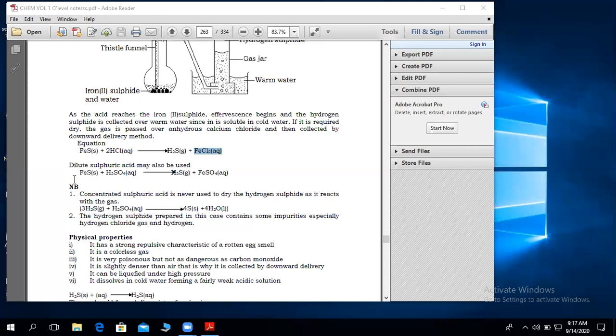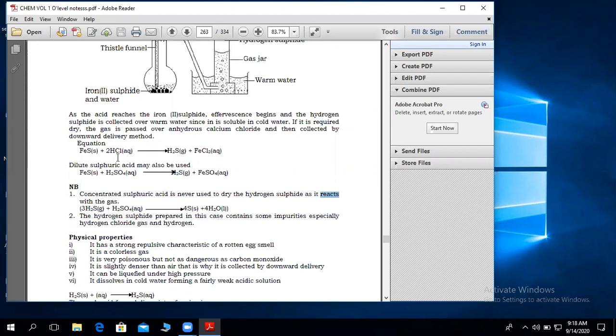When I ask you to explain why concentrated sulfuric acid is not used to dry hydrogen sulfide gas, you must tell us that because it reacts, this is a marking point. So if concentrated sulfuric acid reacts with hydrogen sulfide, you cannot use it as a drying agent, because if it reacts with a gas, that means the gas will not be there. It will not be collected.